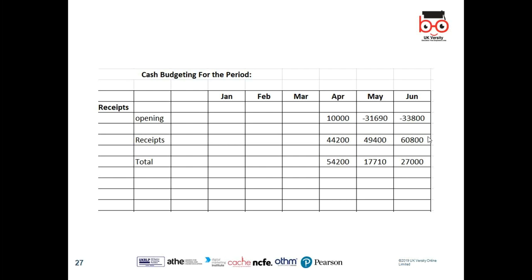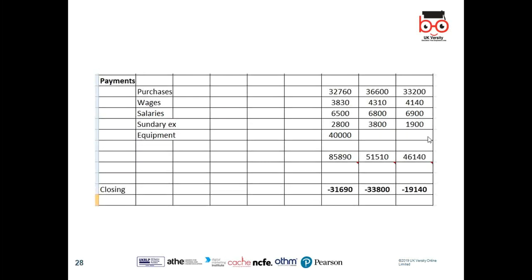So June, we start again with the negative balance, then we have a receipt, then a total positive balance, and then we're supposed to pay 46,1, and you will see the end balance is 19,000. We are still overdrawn. We need to make arrangements for the cash. So we need to look at the cash. In this way we can prepare the cash budget.